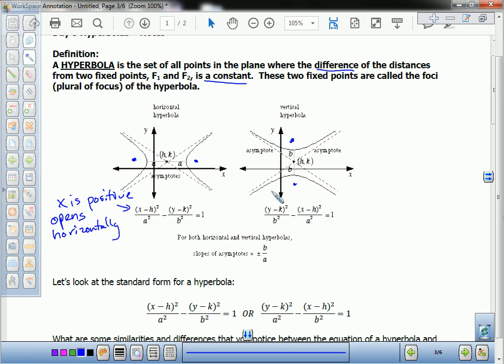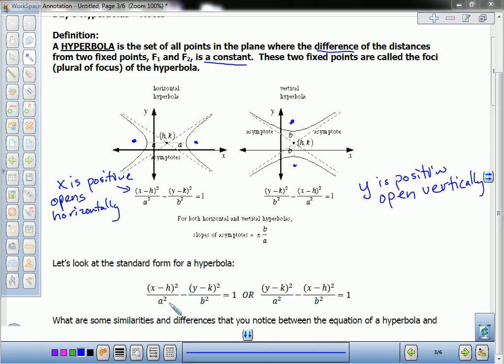When it opens up and down, the Y comes first. The Y is positive when it opens vertically. Okay, so these are our two standard forms.